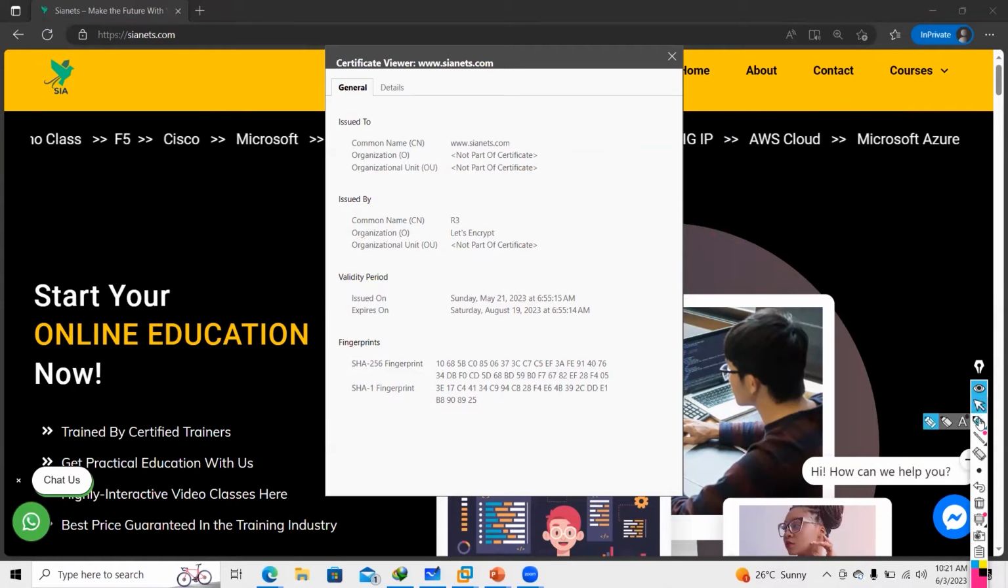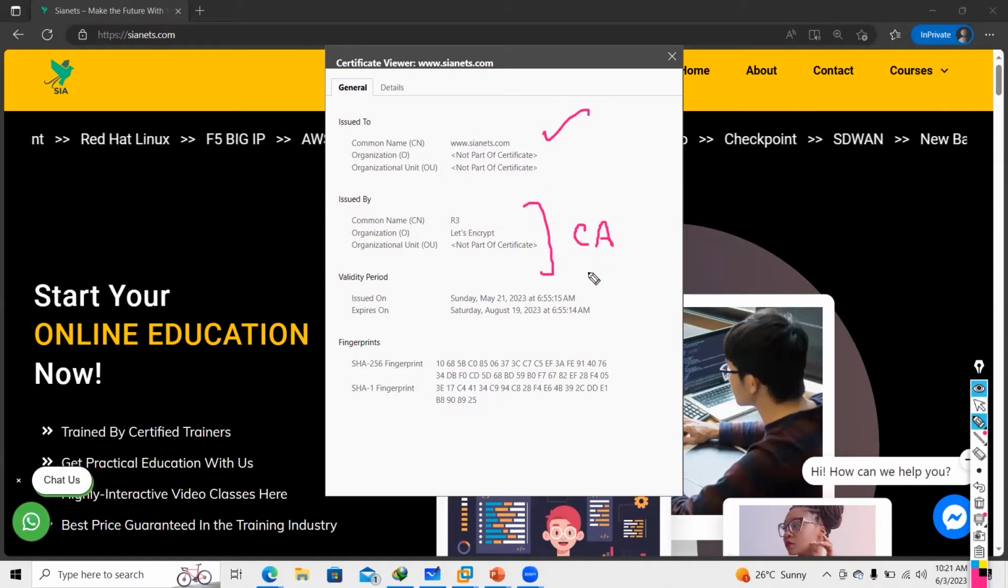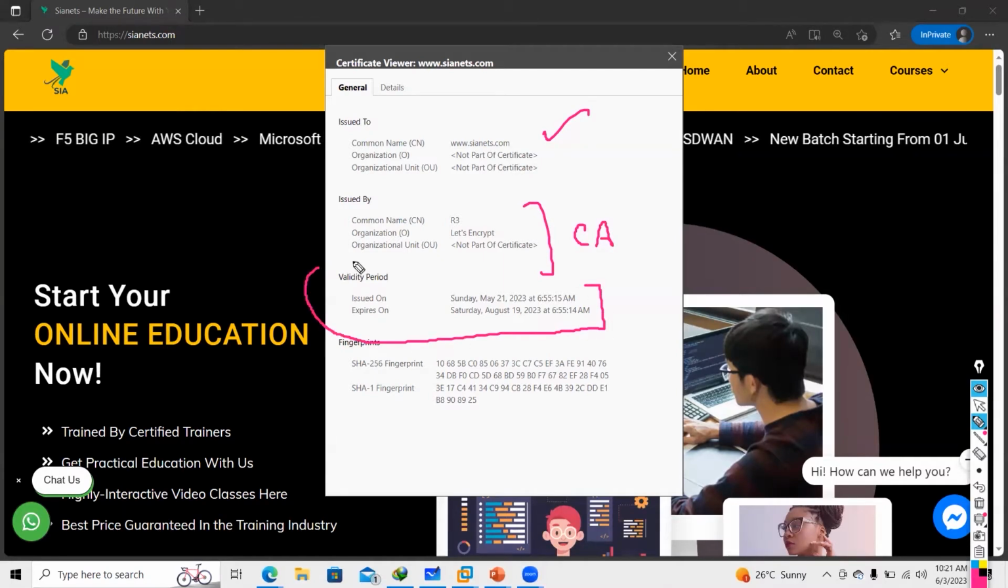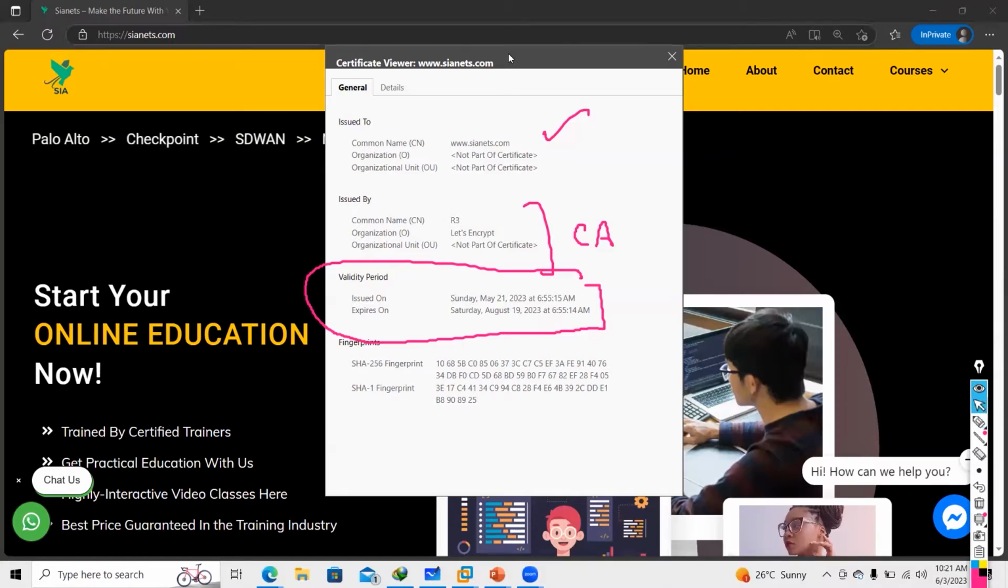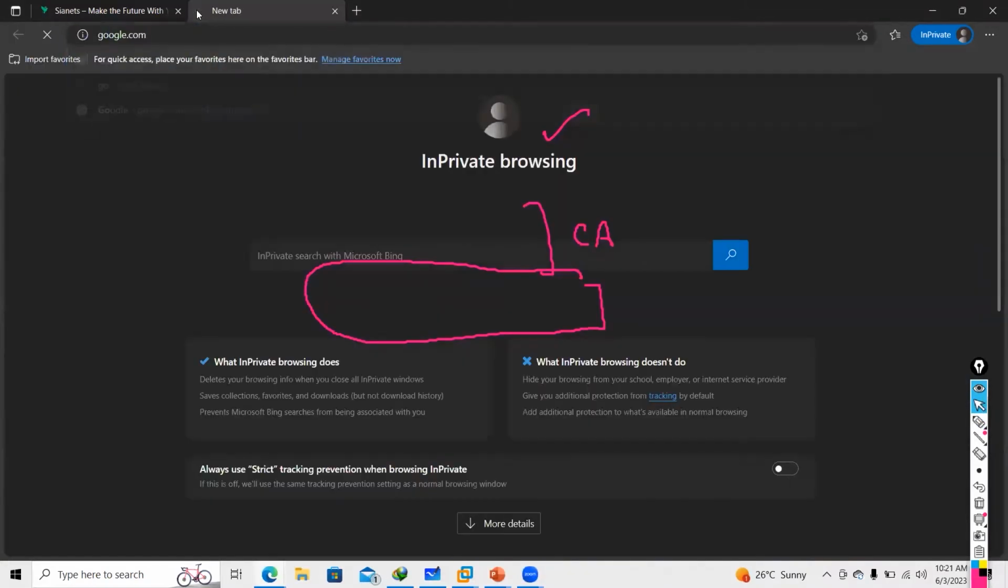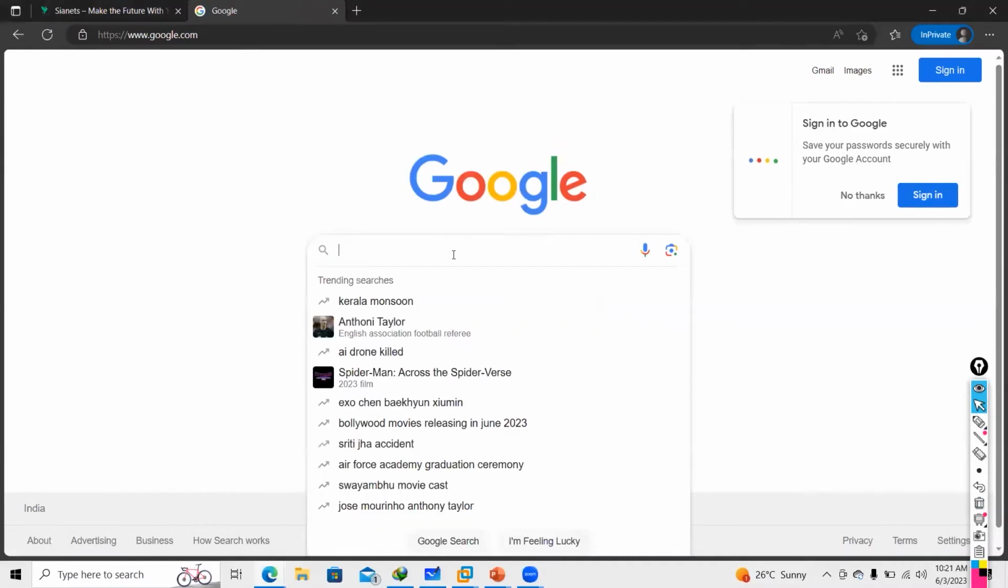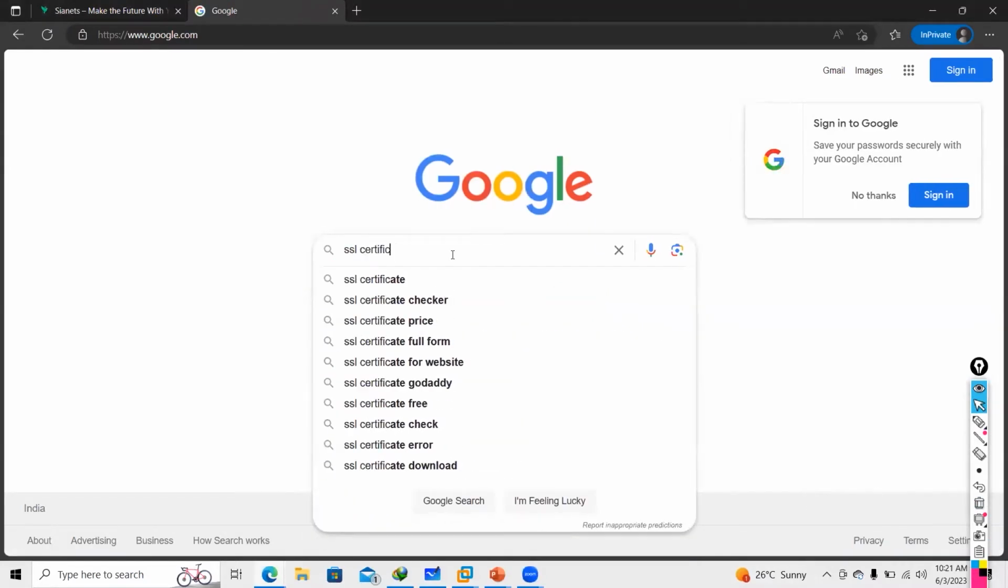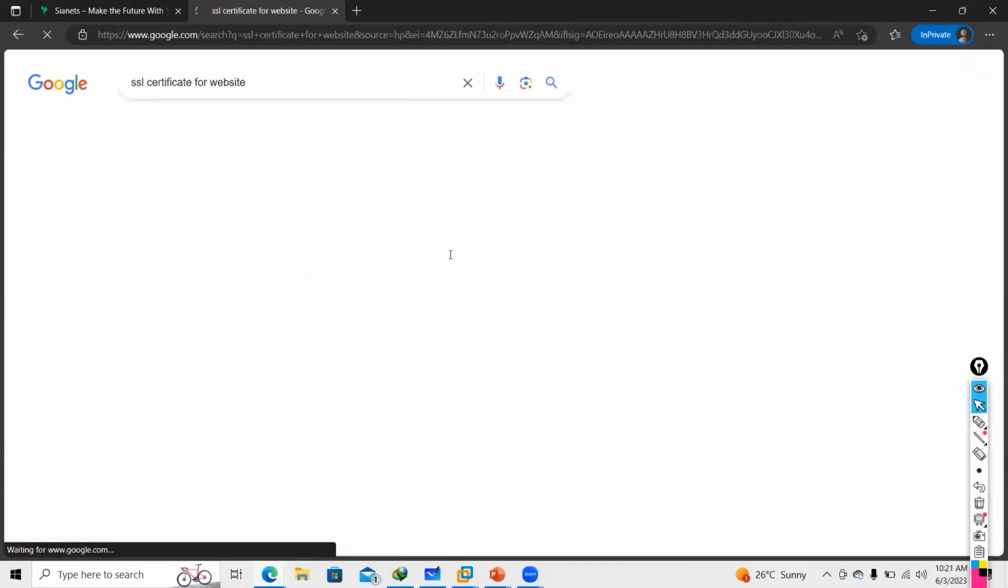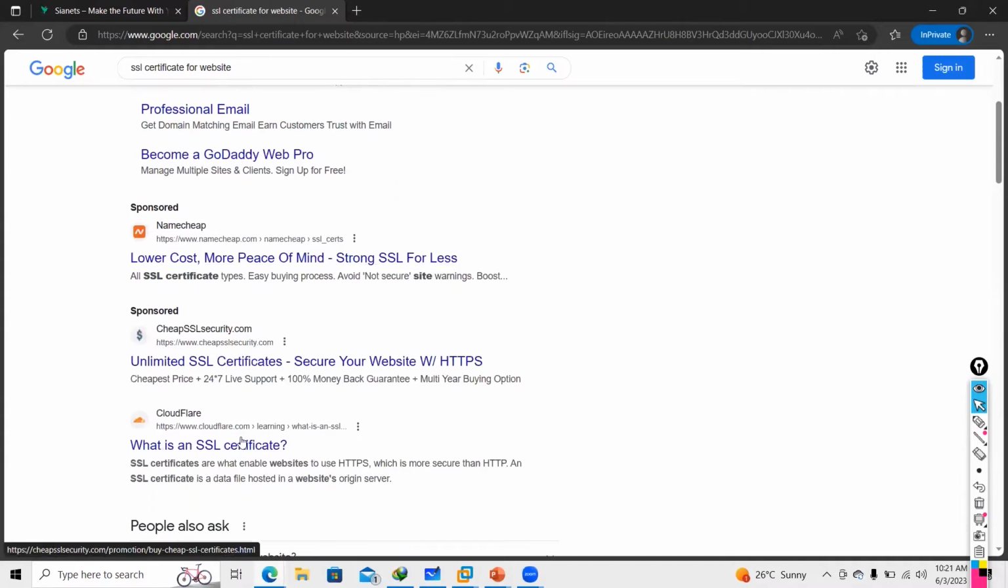So how you will get it? Let me explain to you. First thing, you need to check your website. Then you need to check who has issued it, the certificate authority. After that also, guys, you need to check the validity period, when your certificate is getting expired. So guys, don't think that certificates are free. So let's say I want to buy a certificate, I will say SSL certificate for website. I will just write this. So I will go to any one, let's say this cheap SSL security. So I will tell you how you generate.